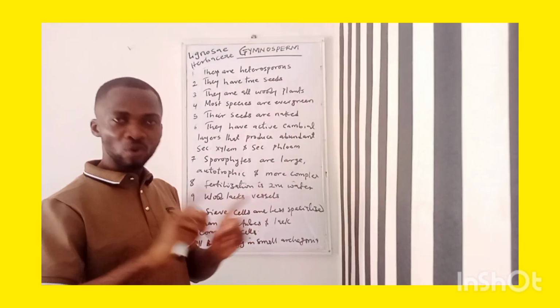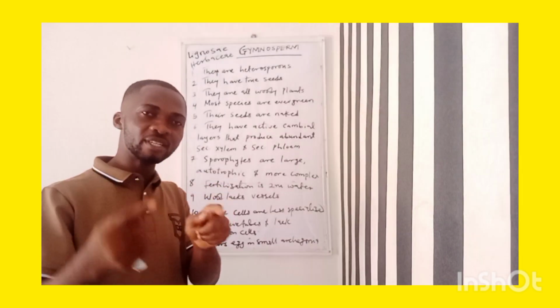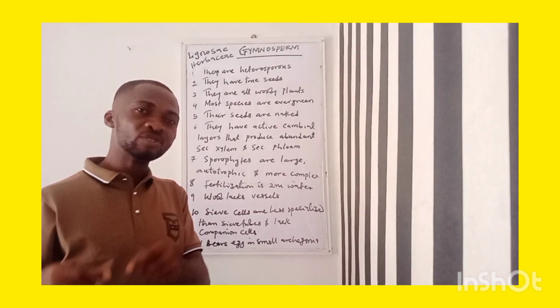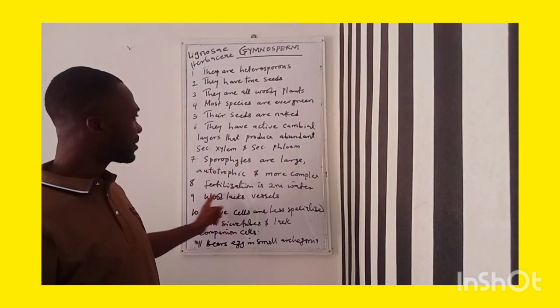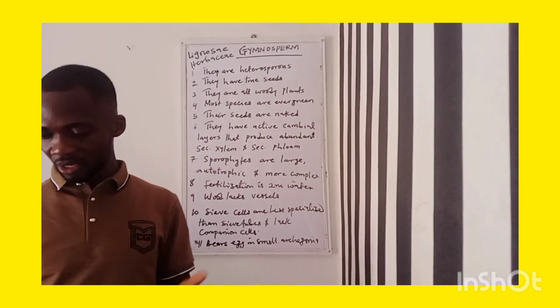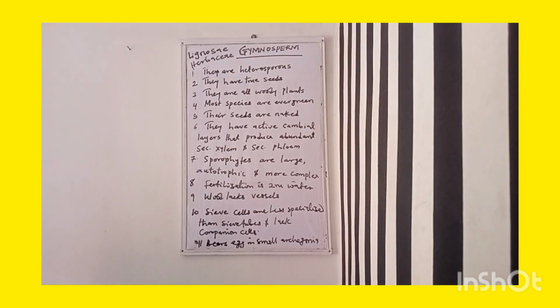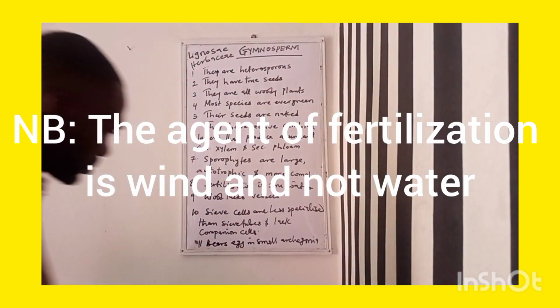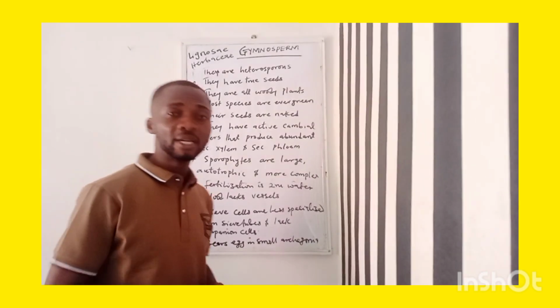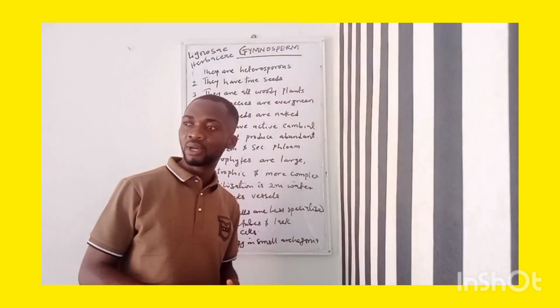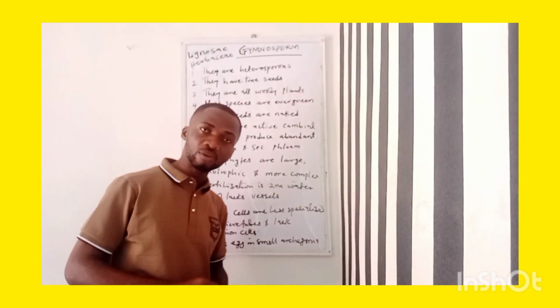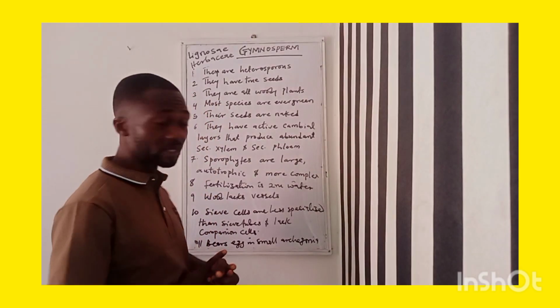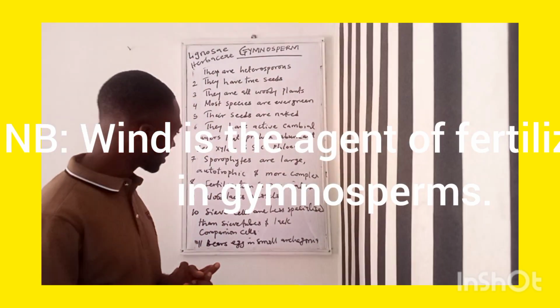So in the case of bryophyta, the sporophyte is dependent on the gametophyte, while in the case of gymnosperm, the gametophyte is now nutritionally dependent on the sporophyte. This is important, you note it. Then fertilization is through water. We did mention in the case of pteridophyta that water is the agent of fertilization. And the same thing applies in the case of gymnosperm. Water is the main agent of fertilization in gymnosperm. It's important you note that.